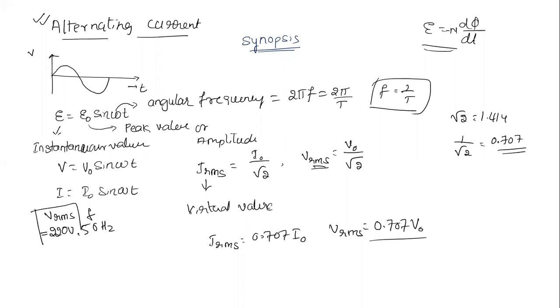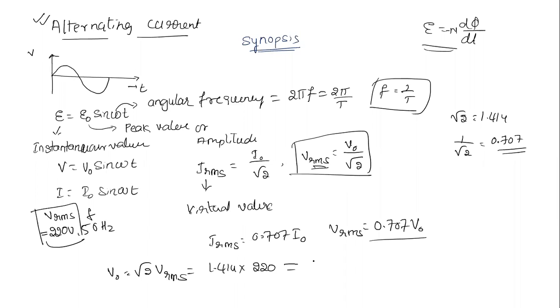Sir, if they ask you what the peak value is, use this relation now. Then V naught equal to root 2 times VRMS. Root 2 means how much? 1.414 into 220. Almost you are going to get 311 volt. This is the peak value of alternating current that we are using in daily home electronic appliances.